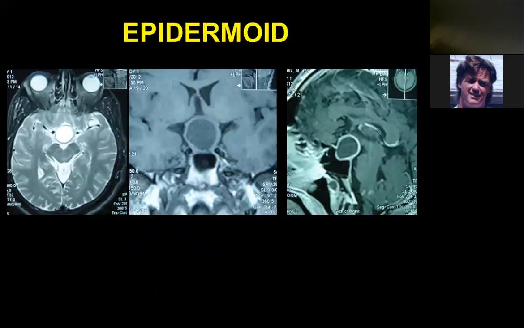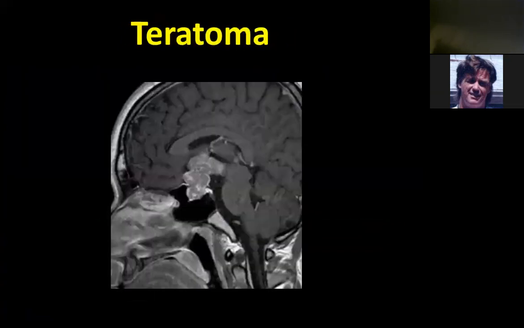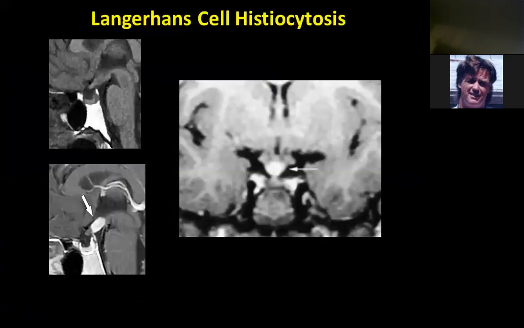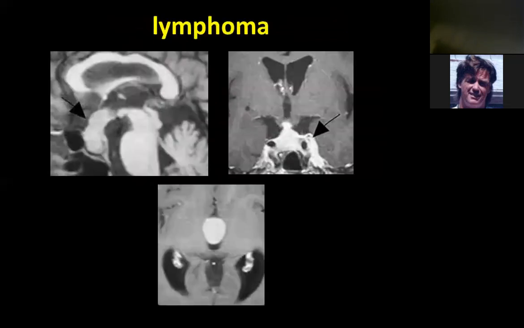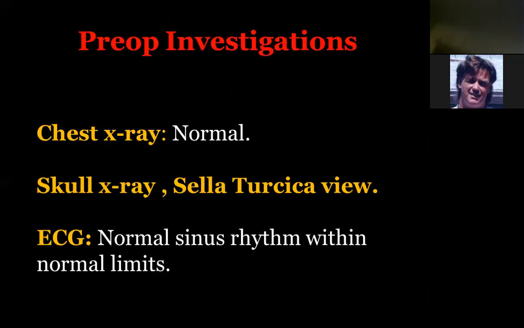Epidermoid, one case of mine. I went in, I thought this is Rathke, and it turned out to be epidermoid. Teratoma. So you look like suprasellar Rathkes. Langerhans cell histiocytosis, a disease that we don't think about. It loves the sellar area, it loves the hypothalamus and the stalk. Lymphoma, which is just mentioned so that people keep remembering that lymphoma is in the differential diagnosis. So, please.